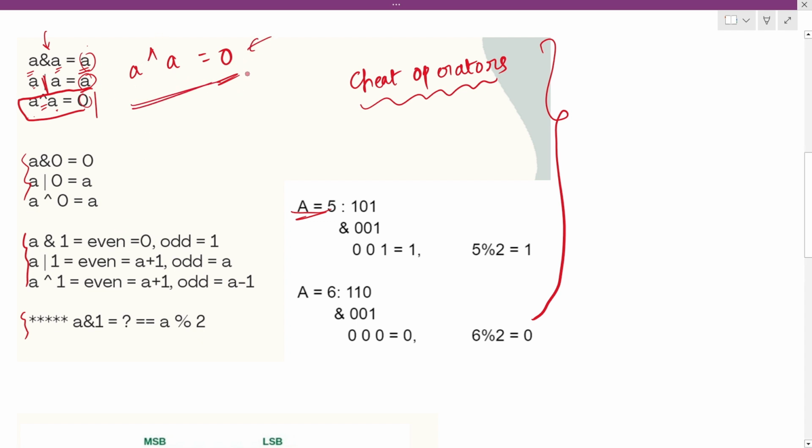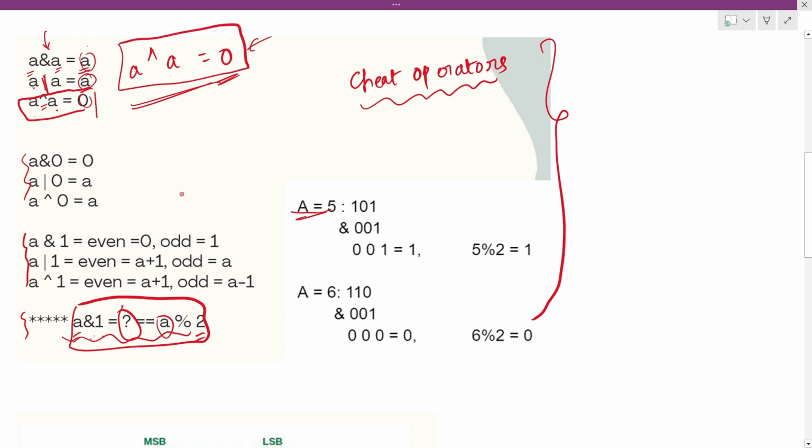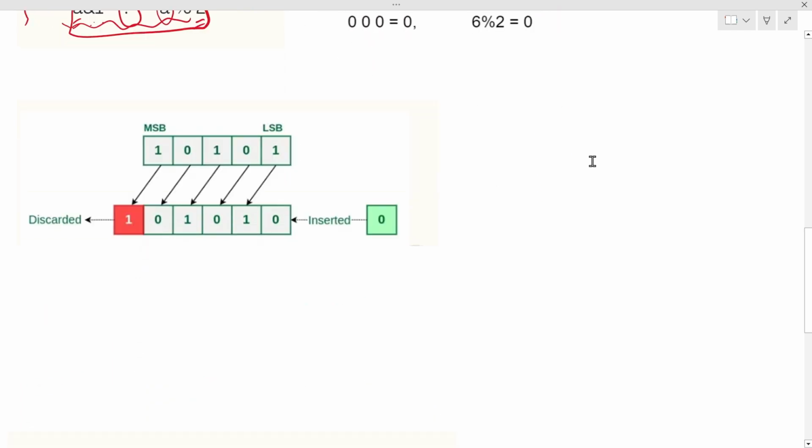Okay, you will be getting zero, right? And along with that, this is also a most important thing. If you take any number and apply AND with one, and if you take the same number and apply modulo with two, then both the results will be the same. So these two properties will play a crucial role, guys. I have seen in most of the problems these two things will play a crucial role. So these are the cheat operators, guys. You just go through them. It's not necessary to learn each and every one of them.